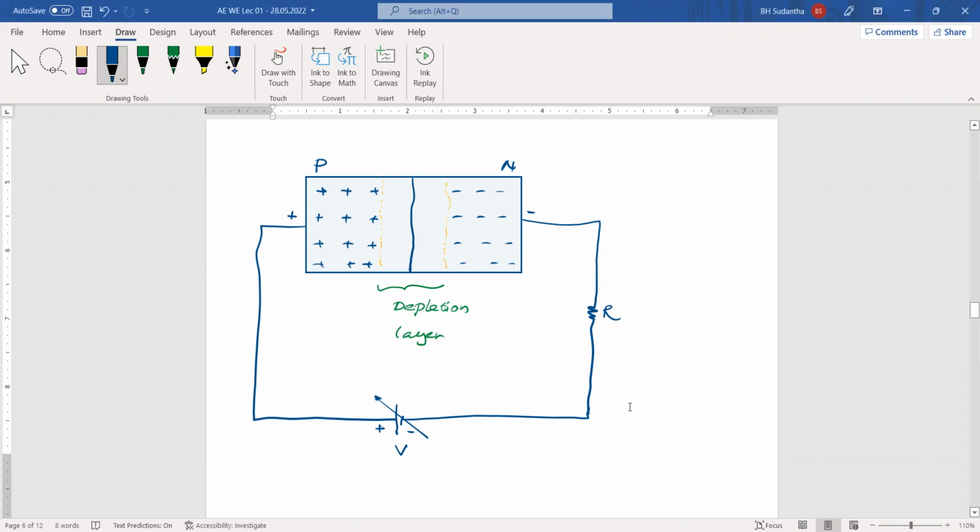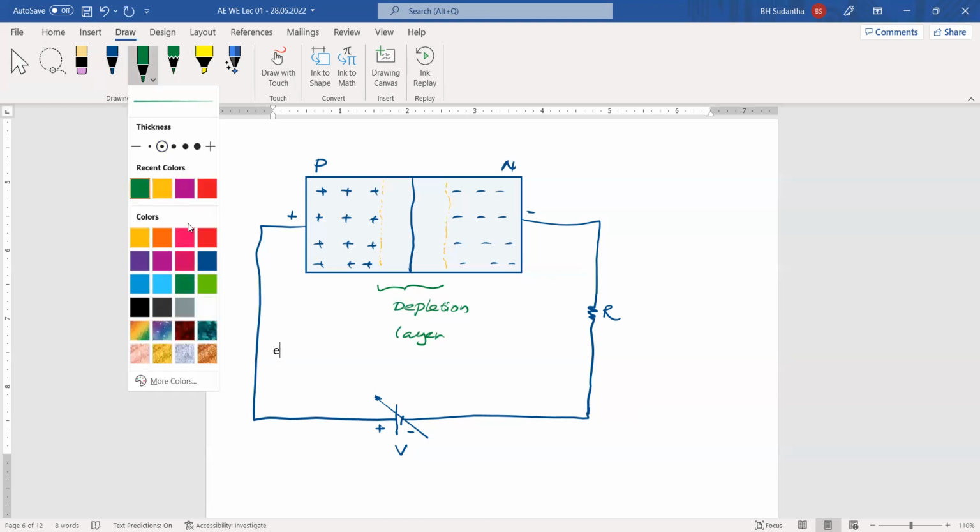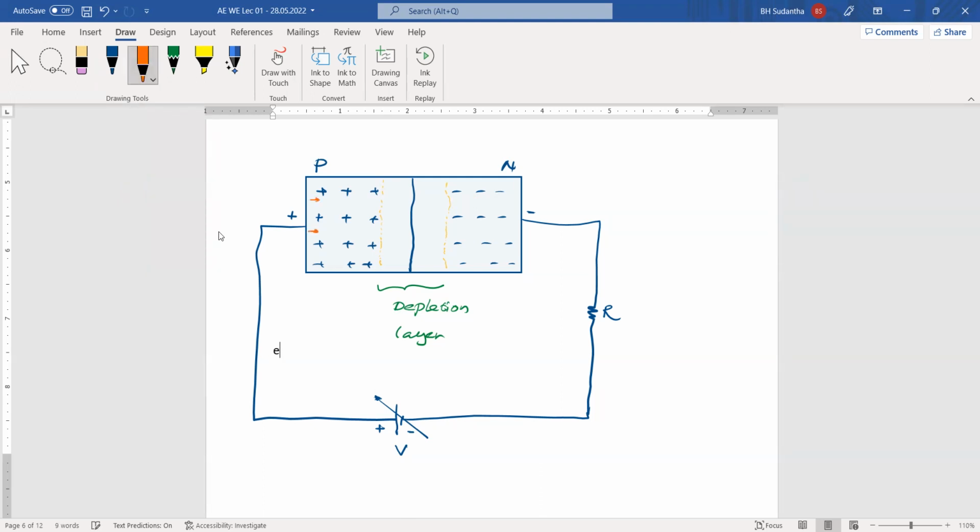Okay, what will happen? Because of the positiveness of this terminal, these positive charges, the majority carriers, will be repelled from this terminal towards the center of the device, towards the junction. These positive charges will be repelled, and here we are building up a certain force. A certain force has been built up to send these majority carriers away from the terminal, and they are going towards the junction.